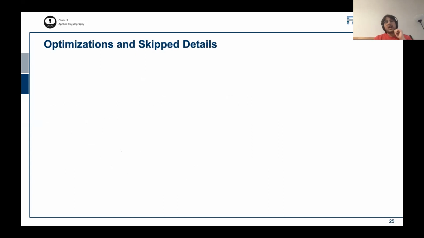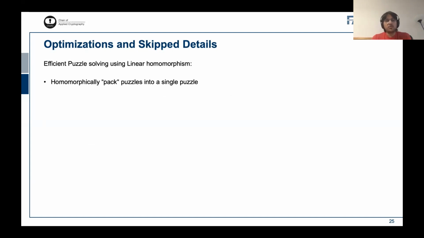All right, I skipped a few optimizations, so I'll go through them. As I said, in the force open we need to solve n minus t plus 1 puzzles. We can get rid of this if you homomorphically pack these puzzles into a single puzzle, and that's why we make use of linear homomorphism. I'll show you what homomorphic packing is. If you do this homomorphic packing and get a single puzzle, you only need to solve a single puzzle instead of n minus t plus 1 puzzles.